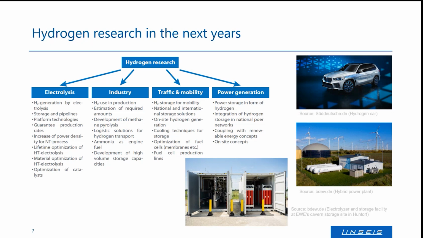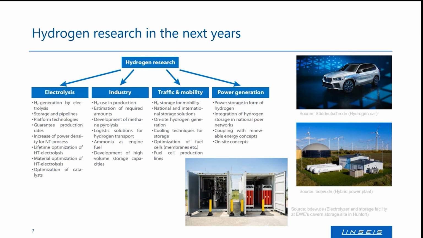Besides that, as a third point, we have traffic and mobility. So what's the difference and the different aspect if you want to use hydrogen in mobility? So storage conditions in a car or in a truck are different from a big tank for a power plant. So what are the problems and what are the possible solutions for mobile storage? And of course, the diffusion rates are a big topic here.